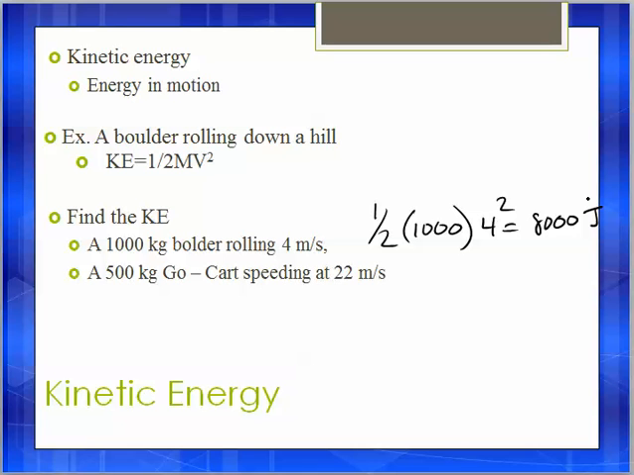We have a 500 kilogram go-kart speeding at 22 meters per second. When we do that, we get 1/2 times the mass of 500 times 22 squared, which gives us 121,000. What I want you to realize here is that the mass here is half as much. 500 is half as much as 1,000. But because of this square, the velocity means so much when it comes to kinetic energy. The velocity means much more than what the mass does. Although the mass is important, it's because of this 22 being squared that we get such a much larger amount of kinetic energy.